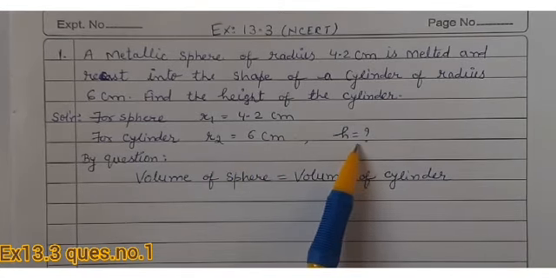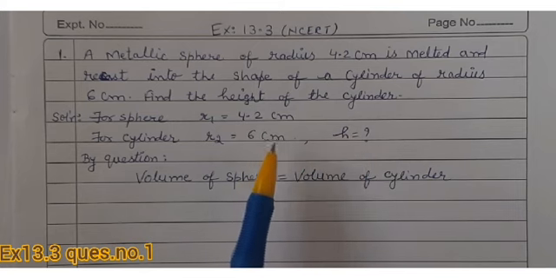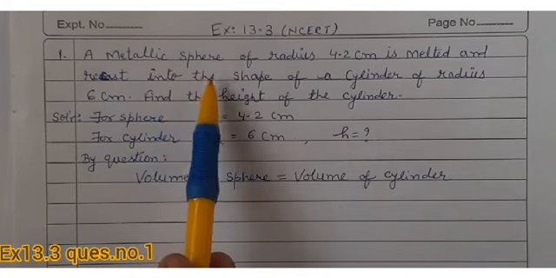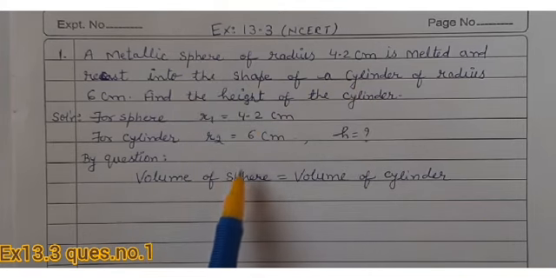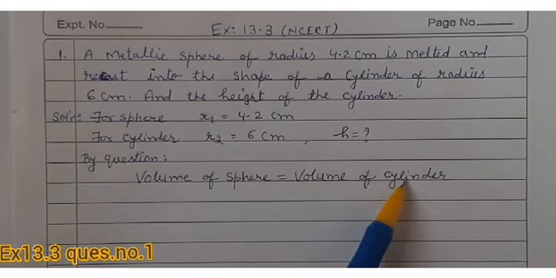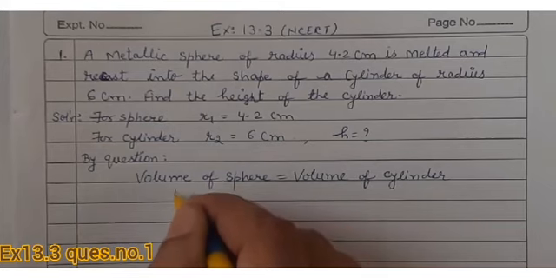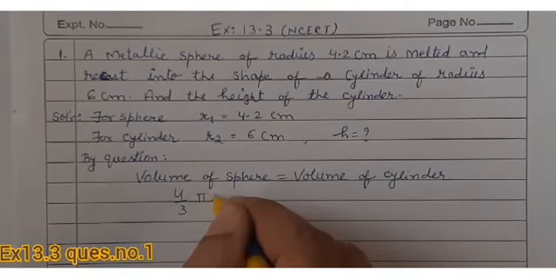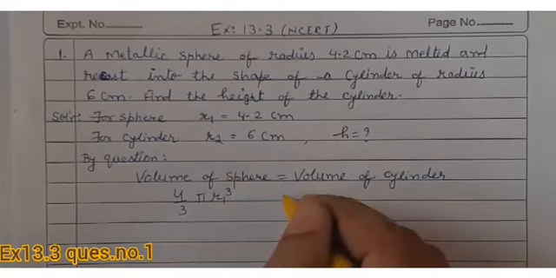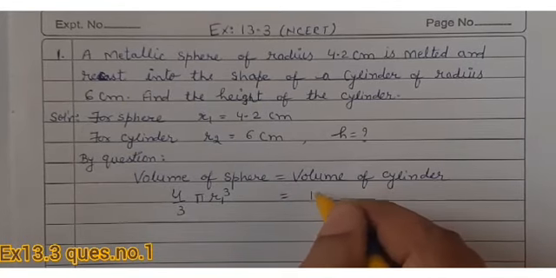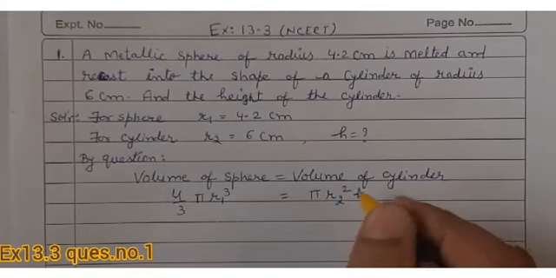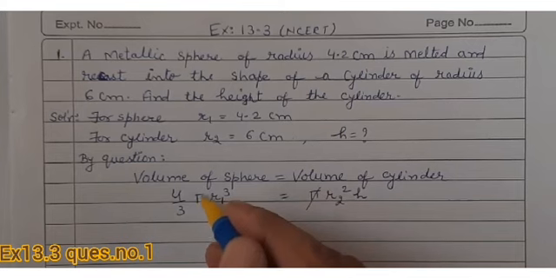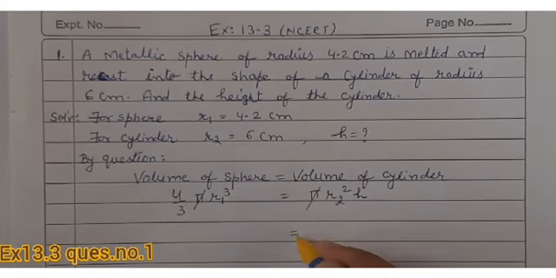What you have to find out is the height of the cylinder. In the question, the sphere is melted and converted into the cylinder. It means the volume of sphere will be equal to the volume of cylinder. Now what is the volume of sphere? That is 4 upon 3 pi r1 cube. And what is the volume of cylinder? Pi r2 square h. You can cancel pi with pi. And what is the value of h?